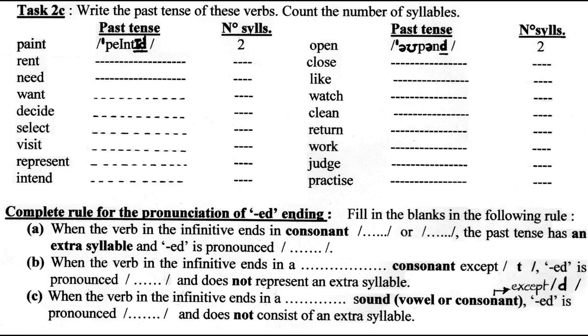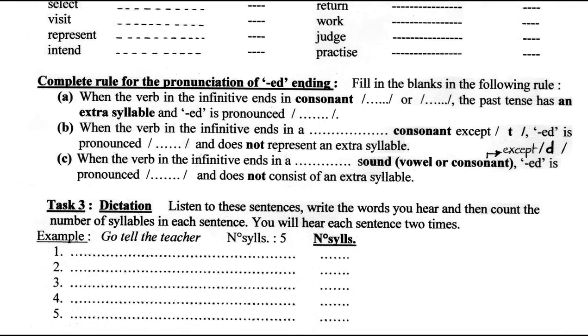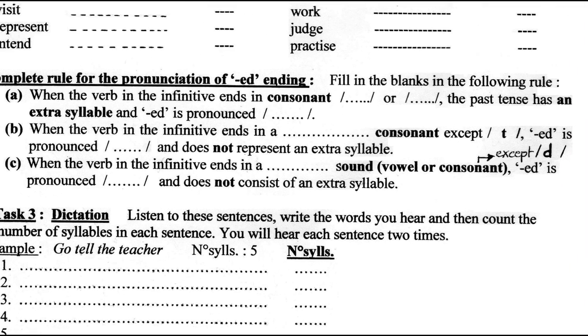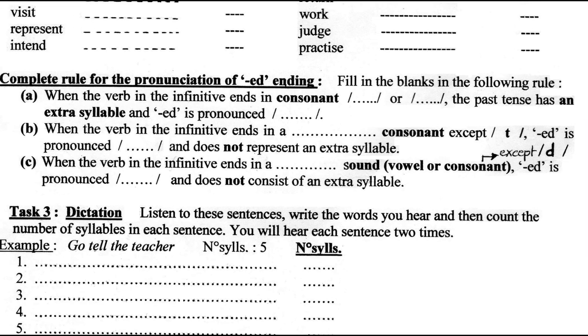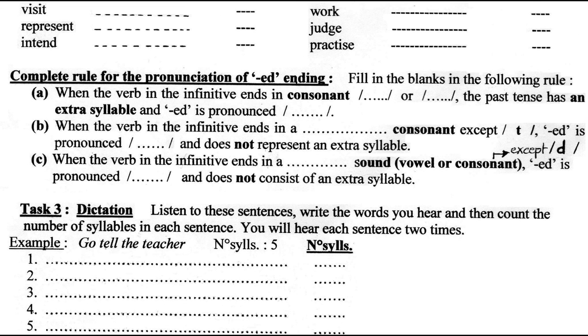Next task: complete the rule for the pronunciation of the ed ending. Fill in the blanks in the following rule. So we have three parts of the rule, A, B and C, and we are going to fill in the gaps with the appropriate missing words or sounds.